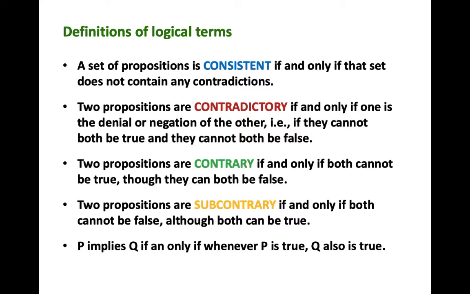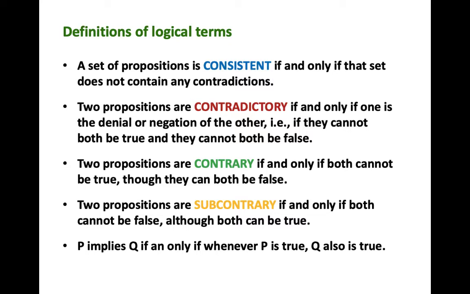I want to define some of these logical terms. I will never ask you on a test whether claims are consistent, contradictory, contrary, or subcontrary. That's for a further logic course, which I recommend you take. But for the sake of these presentations, it's good to be familiar with these terms. A set of propositions, and again, a proposition is the meaning of a declarative sentence, is consistent if and only if that set does not contain any contradictions. So a person tells a consistent story so long as it doesn't contain any contradictions.